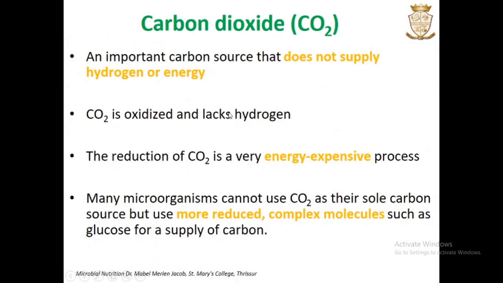Now carbon dioxide is an example of a carbon source that is oxidized and lacks hydrogen, so does not supply hydrogen or energy. Reduction of carbon dioxide is a very energy expensive process, and many microorganisms cannot use it as a sole source of carbon. They use more reduced complex molecules such as glucose, which are already preformed, as carbon sources. So carbon dioxide, very few organisms use it as a sole source of carbon. Most of them would like to go for reduced complex molecules such as glucose as carbon source.